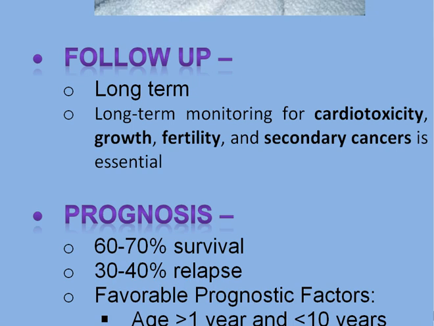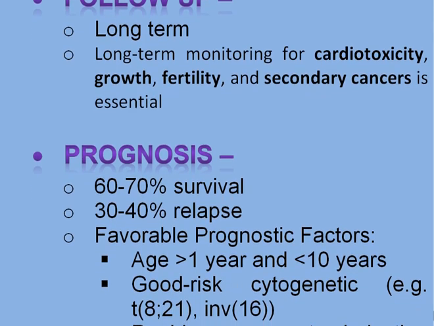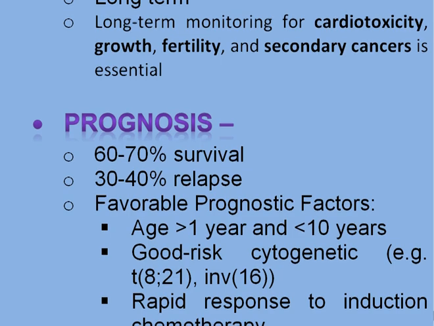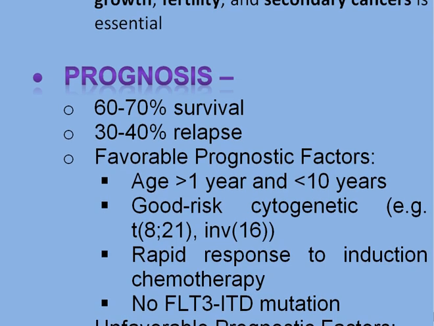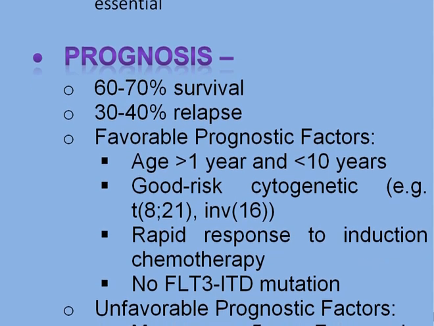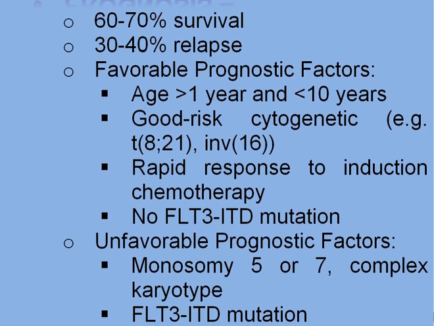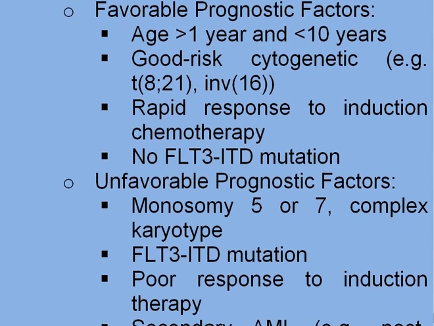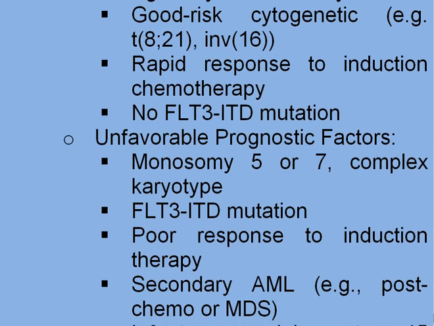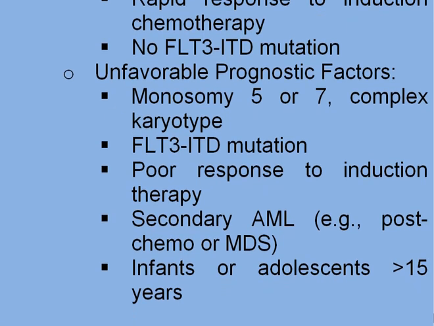Favorable prognostic factors: age greater than 1 year and less than 10 years. Good risk cytogenetics, translocation 8;21 and inversion 16. And rapid response to induction chemotherapy. No FLT3-ITD mutation. What are the unfavorable prognostic factors? Monosomy 5 or 7, complex karyotype, FLT3-ITD mutation, poor response to induction therapy, secondary acute myeloid leukemia, for example post-chemo or myelodysplastic syndrome, infants or adolescents greater than 15 years. So these are some of the worst prognostic factors.